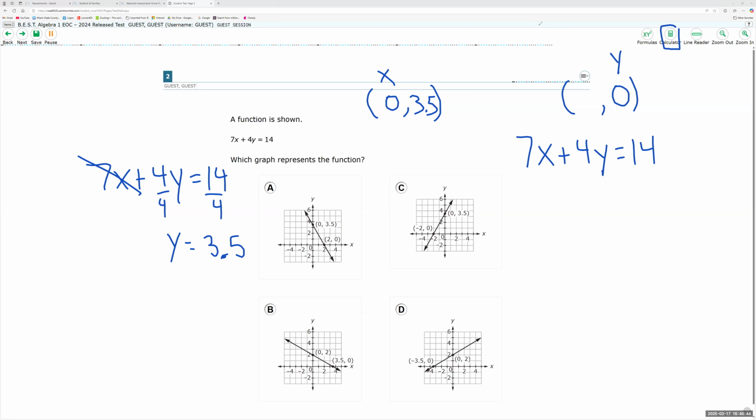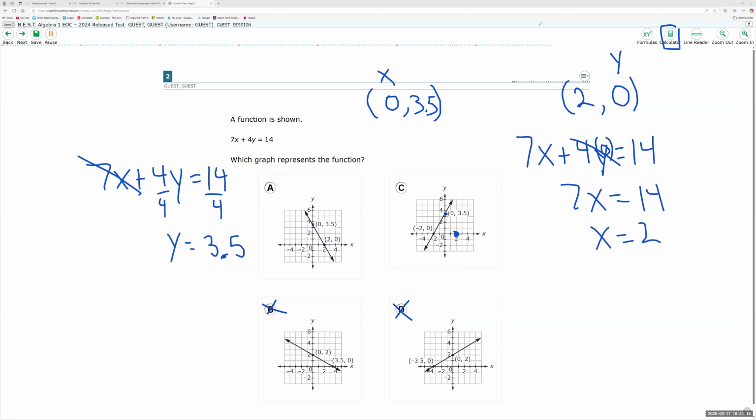I can already eliminate B and D. Now we're going to set y equal to 0, so 4 times 0 is 0. So 7x is equal to 14. Divide both sides by 7, and x is equal to 2. So when y is 0, x is 2. And so I need to look for a graph that has (0, 3.5) and (2, 0). That looks to be A, and A will be my answer.